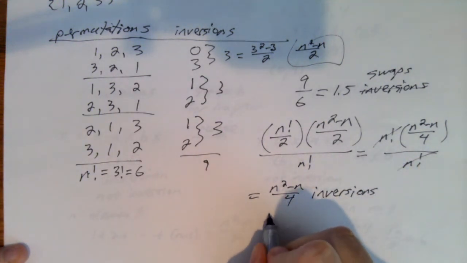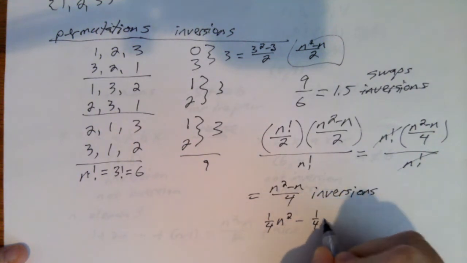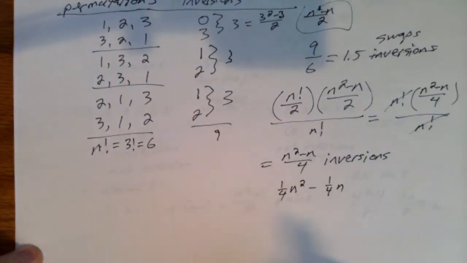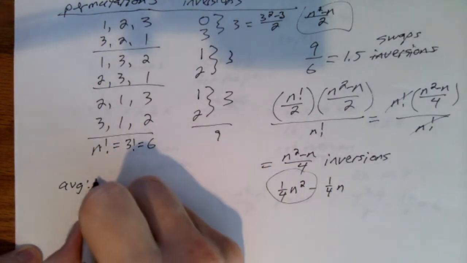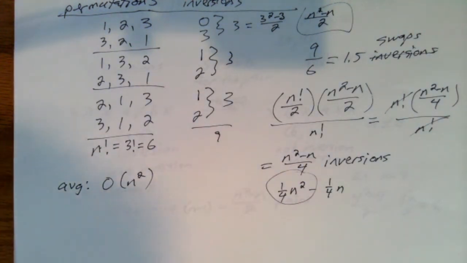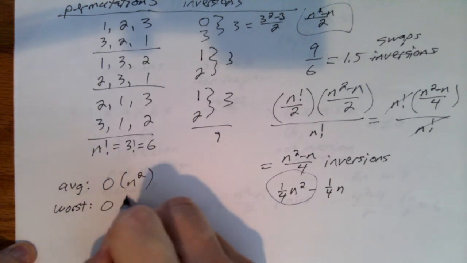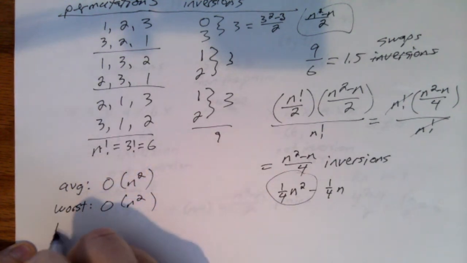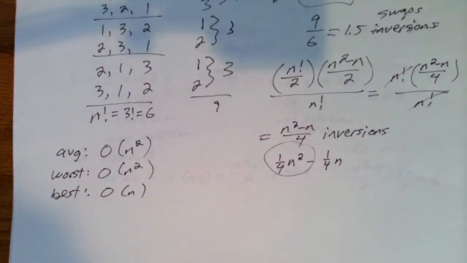And this becomes 1/4 of n squared minus 1/4 of n. And so we can see our average case has a big O value of n squared again, which is also what we had for worst case. But for best case, we saw this big O of n. So what are some comments we can make about this?